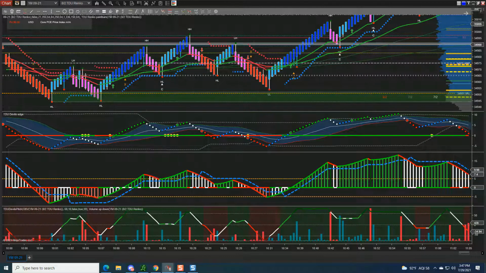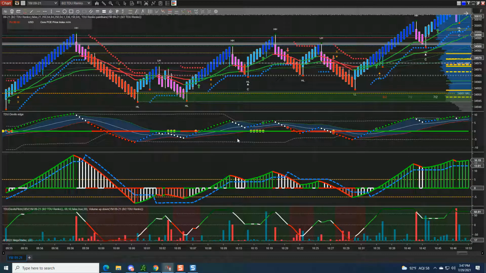Now, everything here, again, dumbass filters. What side of the 0 line are we on? What color is the devil's pitch? What color is the wicked wave? What color are the center lines? Right? This is the vortex indicator.